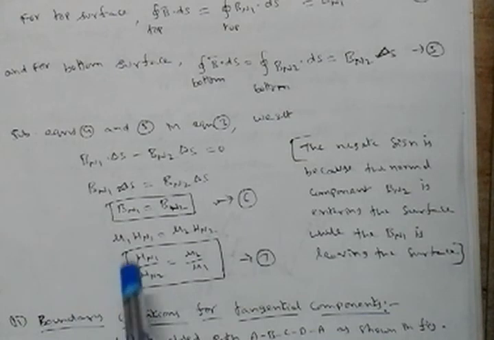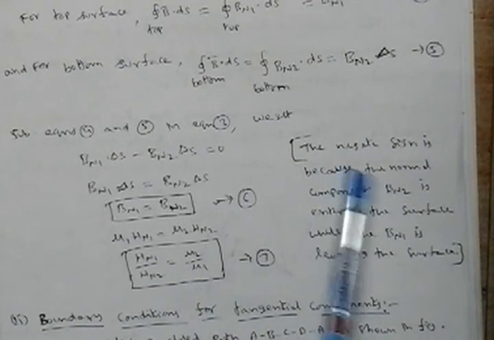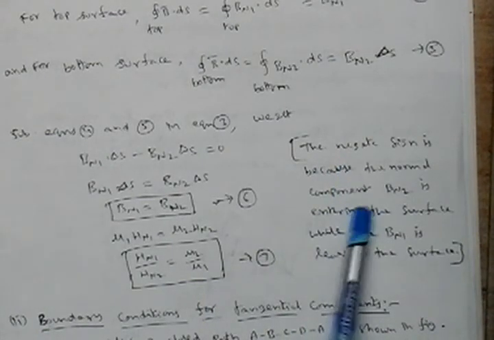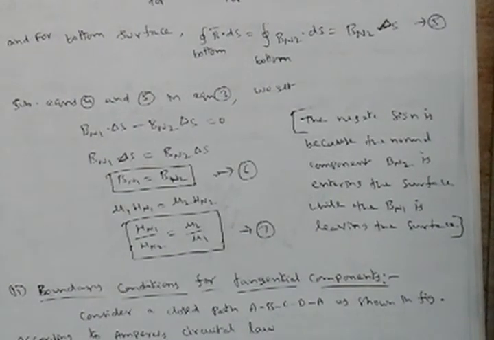The relation between b and h is b is equal to mu into h. Substitute here, you will get hn1 divided by hn2 is equal to mu2 divided by mu1. The negative sign is because the second component is below the reference line. So this is about the normal component condition.